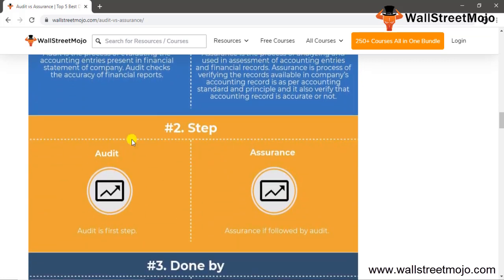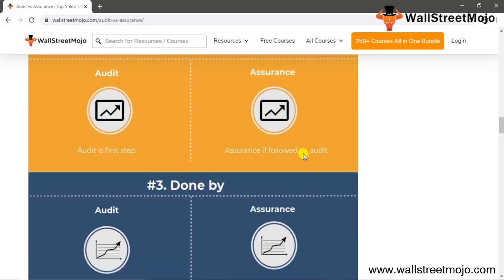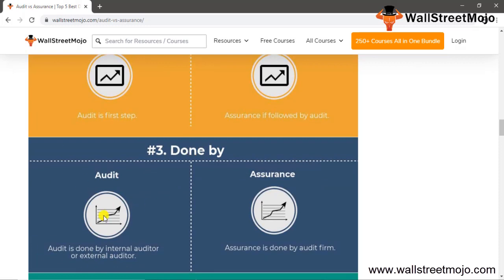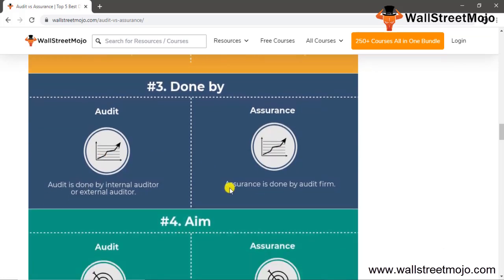This is the preliminary thing. This is post facto. So audit is done first and then the assurance is done. So this is the stepwise process. Here, the audit is done by the internal or probably the external auditor. Assurance is done by the auditing firm in totality.